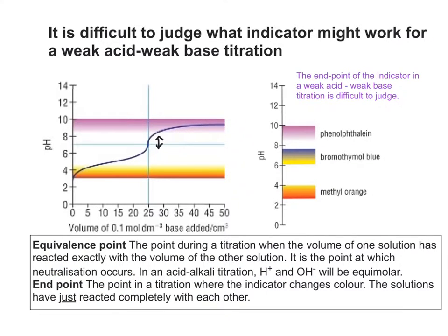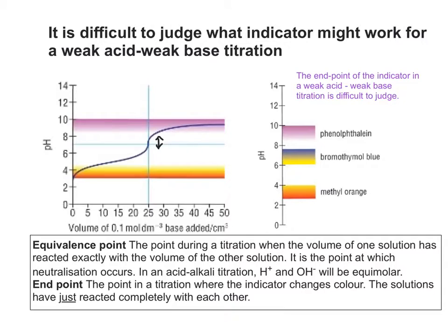So at this point it would be a good idea to clarify the difference between the equivalence point and the end point. To recap, the equivalence point is the point during a titration when the volume of one solution has reacted exactly with the volume of the other. It also happens to be the point at which neutralization occurs, and if your titration is an acid-alkali titration, H+ and OH- will be equimolar in the mixture at this particular point.